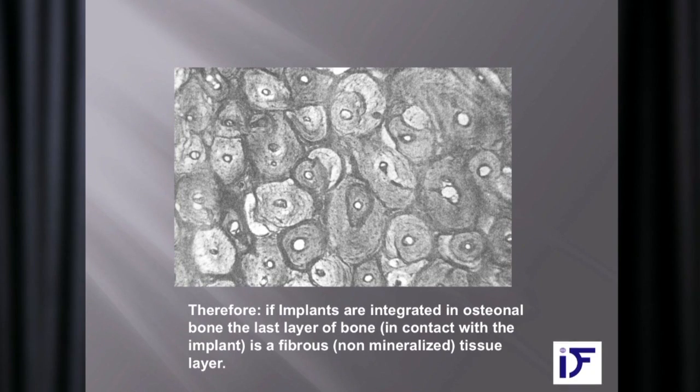If you look at the osteons, you will see that around each osteon there is a black rim, and this black rim is a non-mineralized tissue, so the outer part of the osteon is non-mineralized.